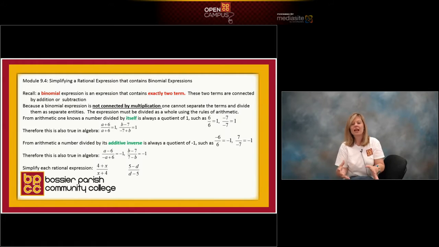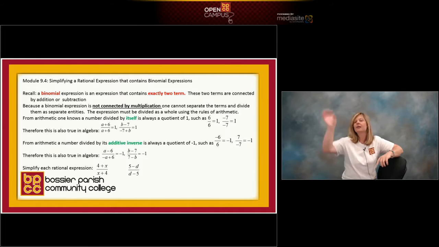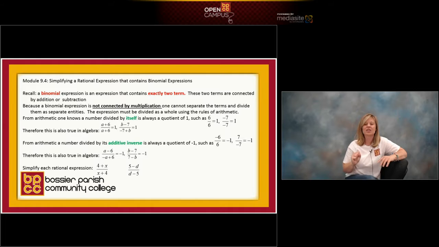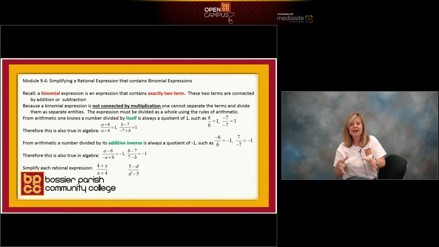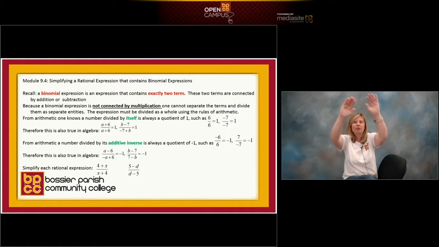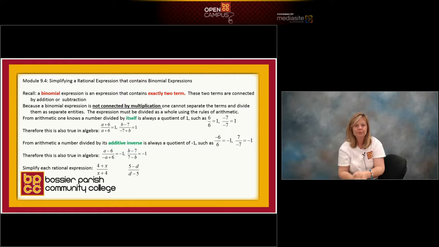So let's look. I have A minus 6 and negative A plus 6. When I look at that expression, I see they're binomials. So I cannot separate the pieces. I cannot just do A divided by negative A and negative 6 divided by positive 6. That is wrong. You cannot separate the pieces, the terms. They're not connected by multiplication. So when I go to the whiteboard, I'm going to put that binomial in parentheses to say it's glued together.